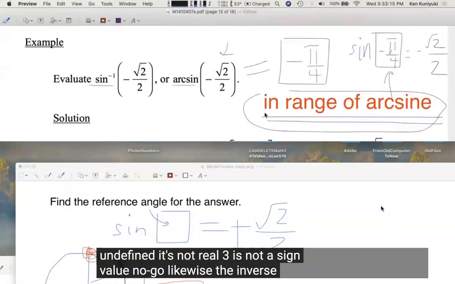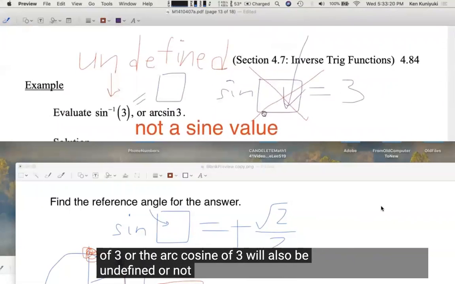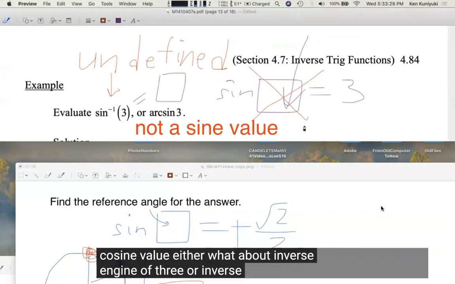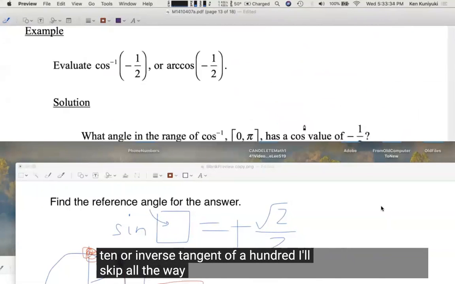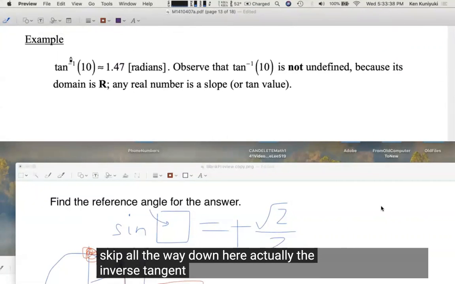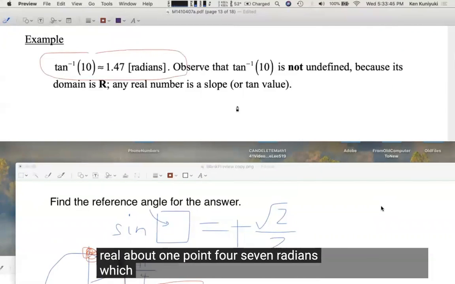Likewise, the inverse cosine of 3 or the arc cosine of 3 will also be undefined or not real, because 3 is not a cosine value either. What about inverse tangent of 3, or inverse tangent of 10, or inverse tangent of 100? I'll skip all the way down here, actually. The inverse tangent of 10 is defined. It is real, about 1.47 radians, which, by the way, is going to be pretty close to pi over 2. Why is that?